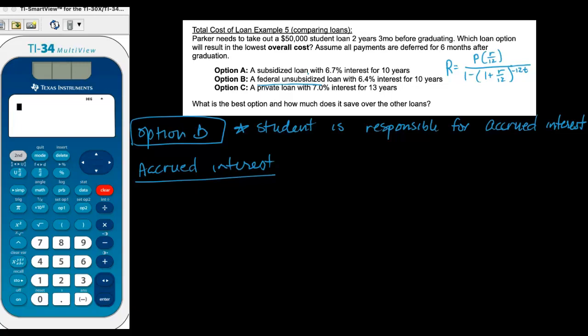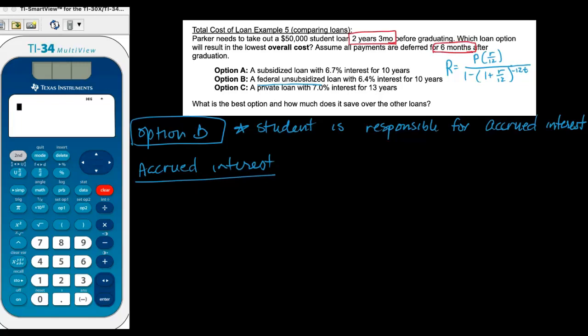And so the first thing we're going to do is figure out the accrued interest. How much interest adds up while Parker is in school? And so it'll be important to note how long she was in school for. So it says 2 years and 3 months, and then a deferment period for 6 months. So that'll be important when we get to adding up all those months.